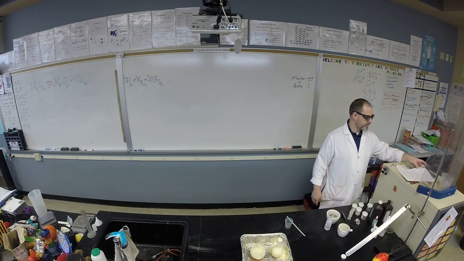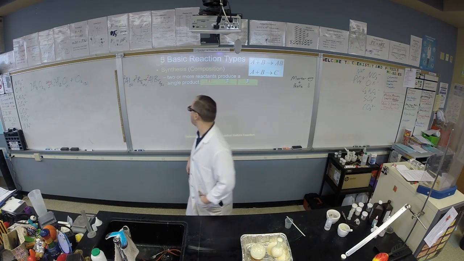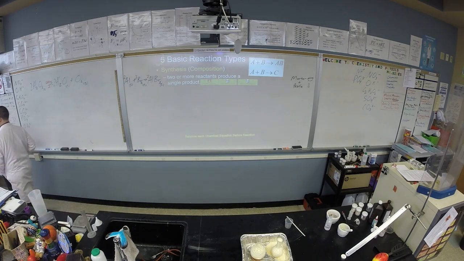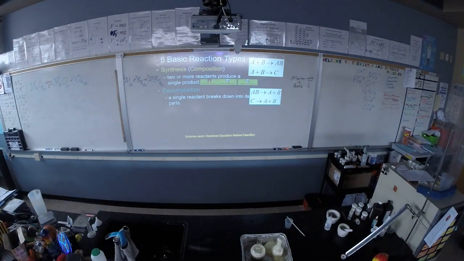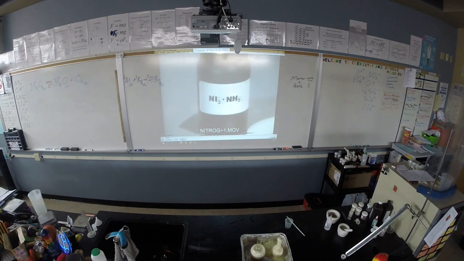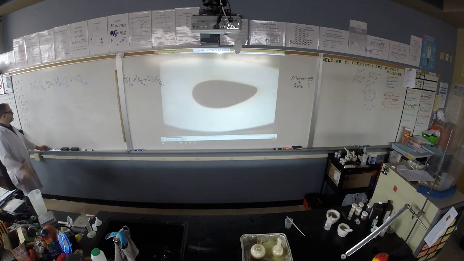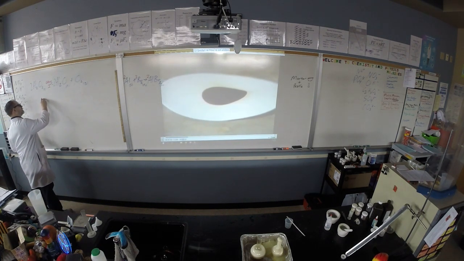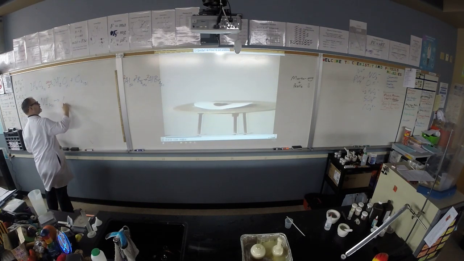That's a decomposition. Now I did this reaction for you guys a couple weeks ago. So this is the nitrogen triiodide. In this experiment, we are looking at the explosive decomposition of a compound of nitrogen triiodide. This brown compound is so sensitive when dry that just touching it with a feather causes an explosive decomposition.